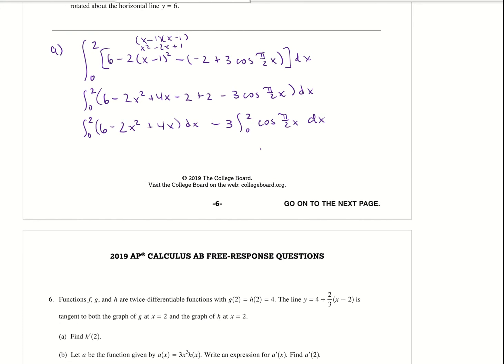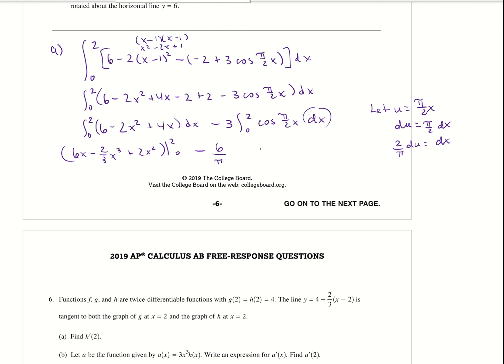I'm going to use the power rule on the left. I'd get 6x minus 2/3 x cubed plus 2x squared, evaluated from 0 to 2. Minus, and again, if you need to use u substitution, u here would be pi over 2 times x. So du would be pi over 2 dx. I have the dx, but not the pi over 2, so I'll multiply both sides by the reciprocal to isolate dx. So dx is replaced by 2 over pi. Now it multiplies this negative 3, so that'll be negative 6 over pi.